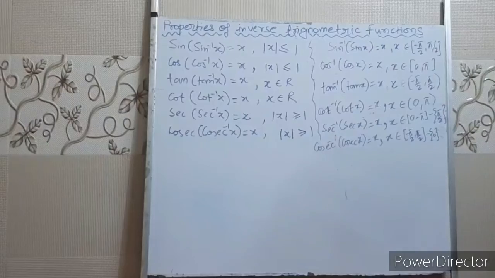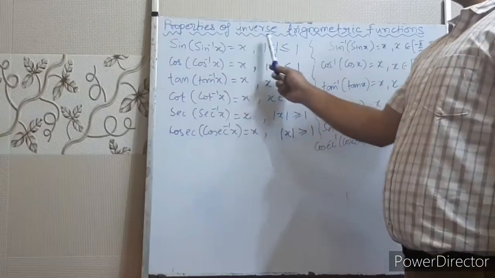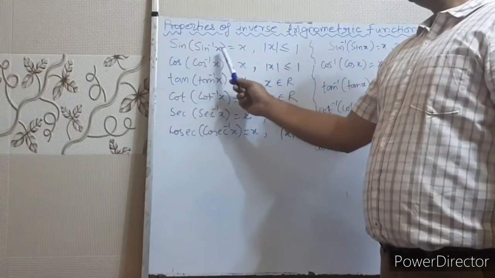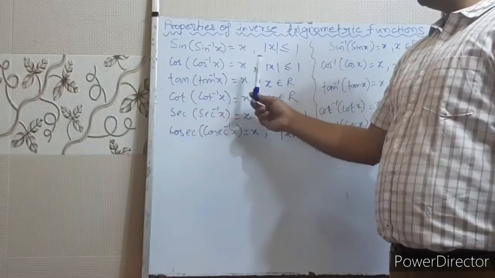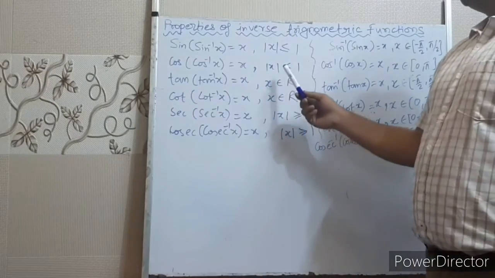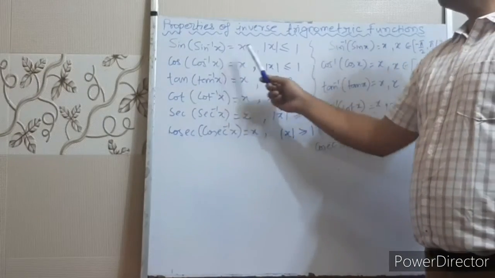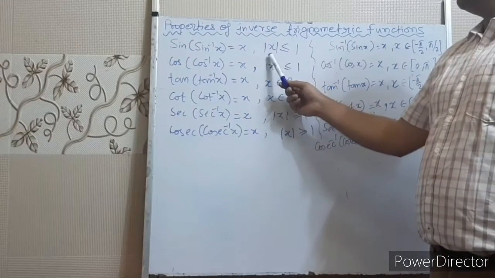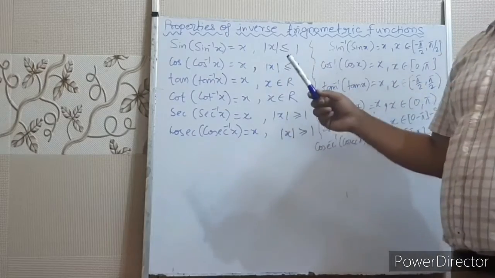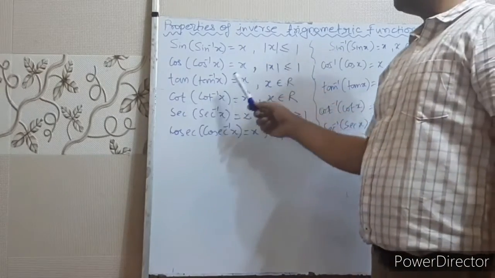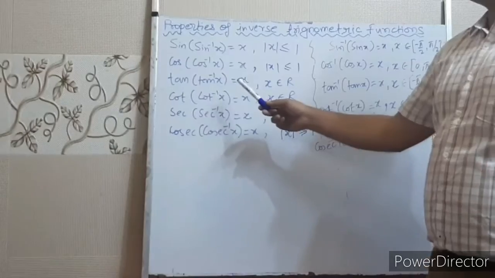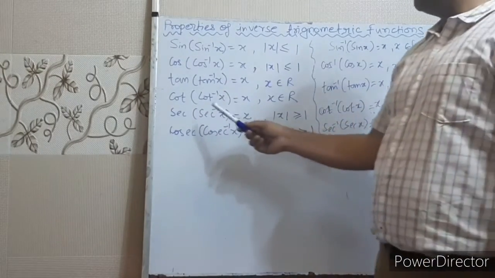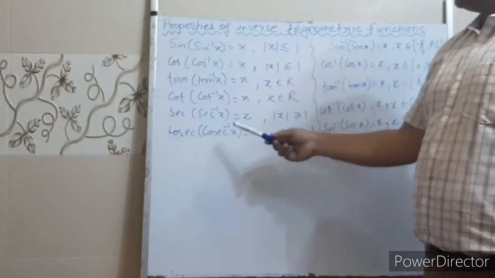Okay, now we are going to discuss some properties of inverse trigonometric functions. Starting from sine of sine inverse x is equal to x, cos of cos inverse x is equal to x, and the sine theta's range is always between -1 and 1. So the value of x will always lie between -1 and 1, or mod of x is less than or equal to 1. Similarly, tan of tan inverse x is equal to x, and x belongs to the real numbers. Cot of cot inverse x equals x, and so on.